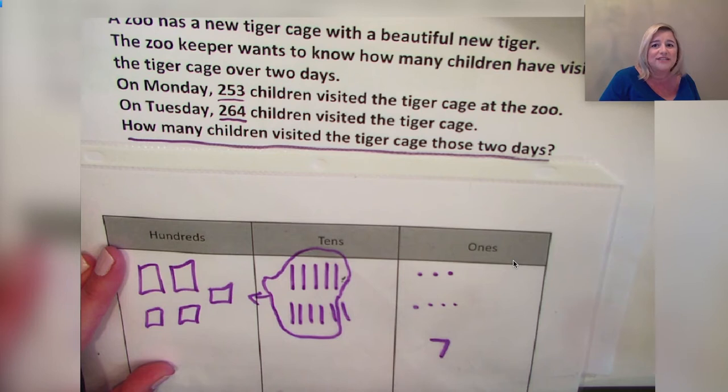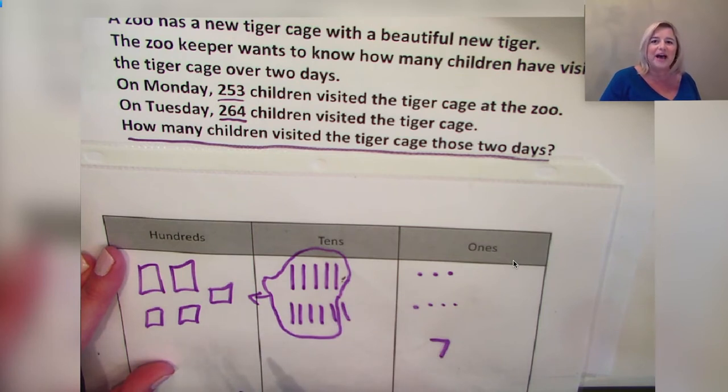How many 10 rods do we have left? Right, we just have one 10 rod left. We had 11 10 rods. We traded 10 of them for one 100 flat. And now we just have one 10s rod.